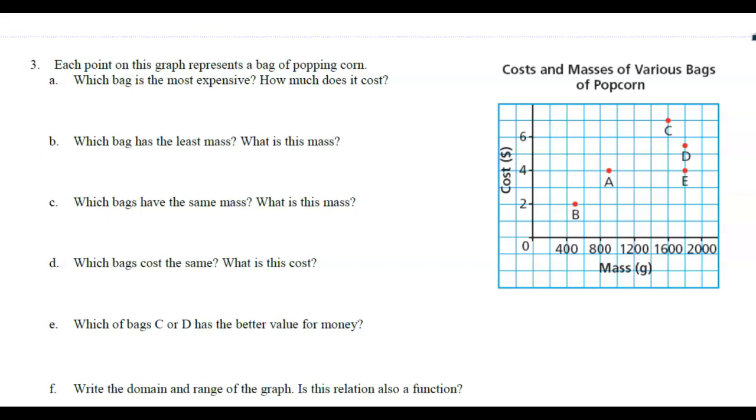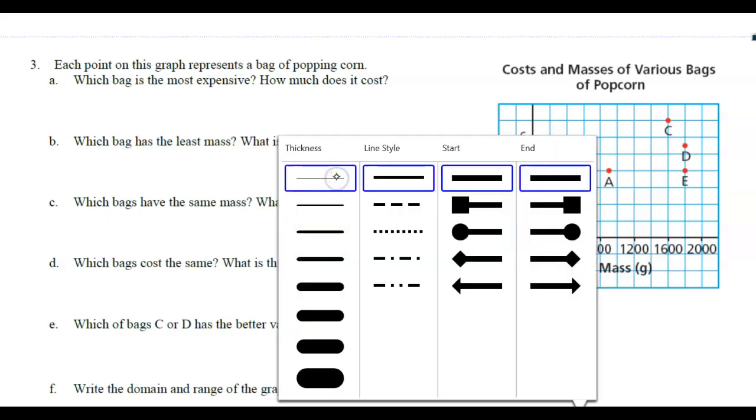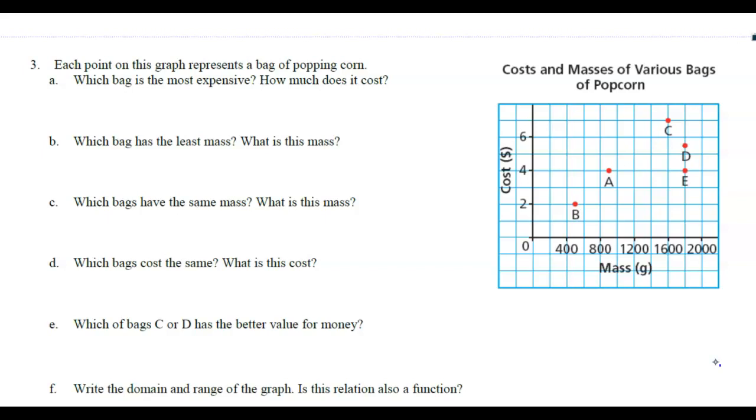Okay, next one. So folks, I need quiet. So next one, question 3. This is costs and masses of various bags of popcorn. So notice they're different points. They are not joined up. It says each point represents a bag of popping corn. It depends what brand it is, what size the bag is, all that kind of stuff.